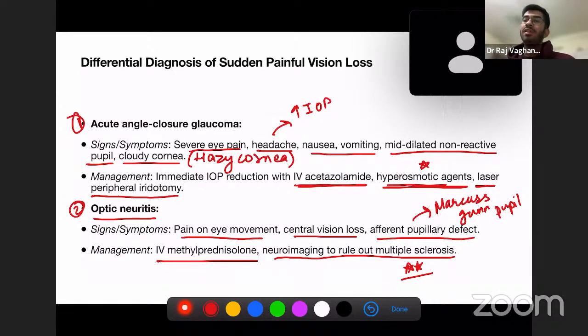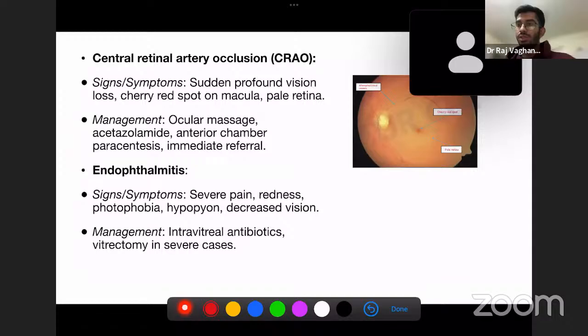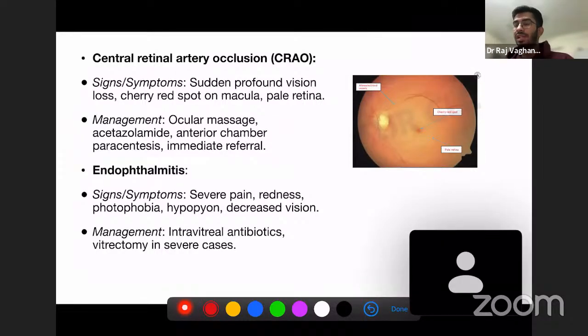Now, central retinal artery occlusion. The term itself tells that there is an occlusion of the central retinal artery. So sudden profound vision loss, cherry red spot on the macula and pale retina. So these are the signs that you see on the fundus, or they can also be perceived as the symptoms of central retinal artery occlusion.